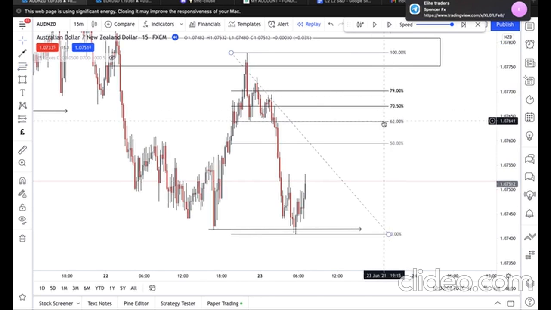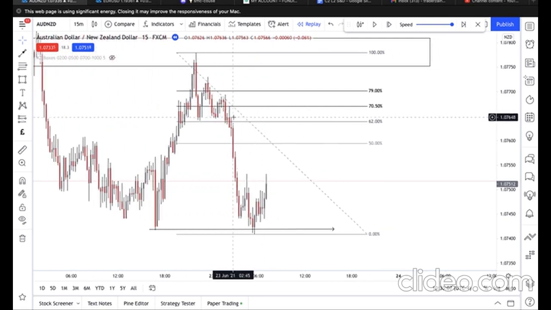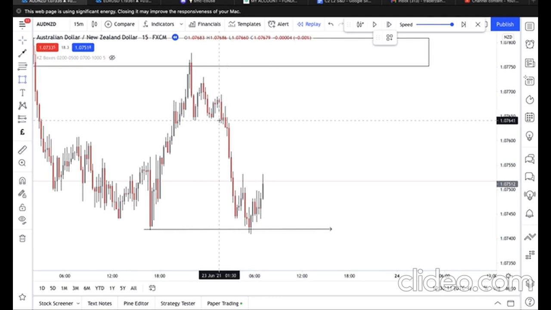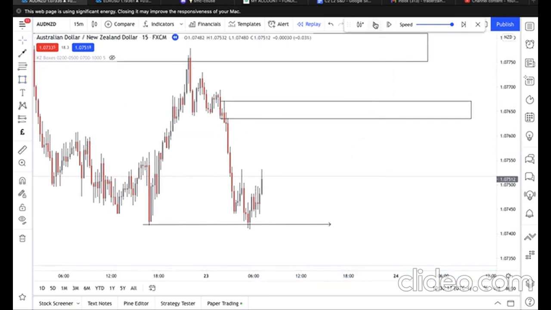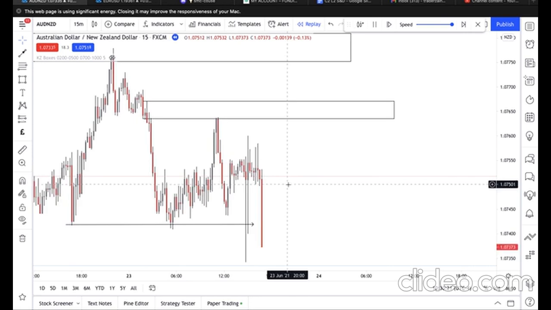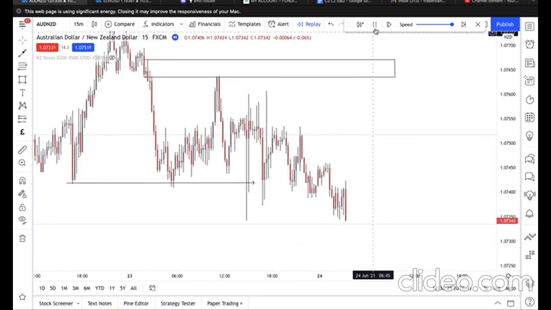This is the 62, 70.5, 79%. The 62%, we can clearly identify this 15-minute indecision candle right over here, right? So now let's mark that out. With our stop loss right there. And let's wait for price to react off it. There we go, sniper entry. And price continued to sell off. Right? I hope that was fairly straightforward.